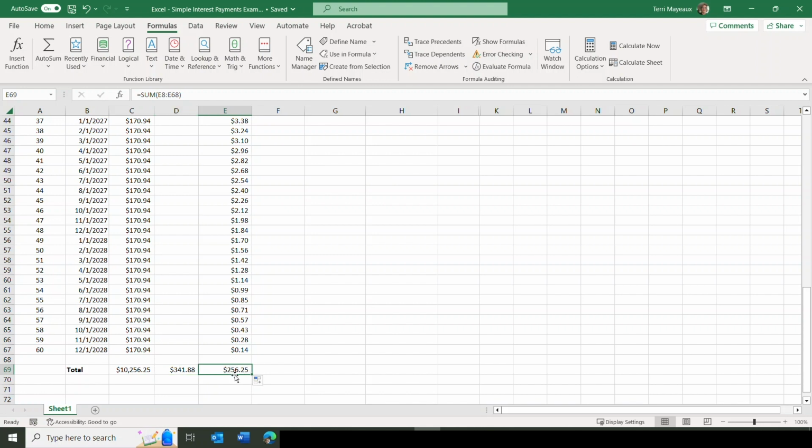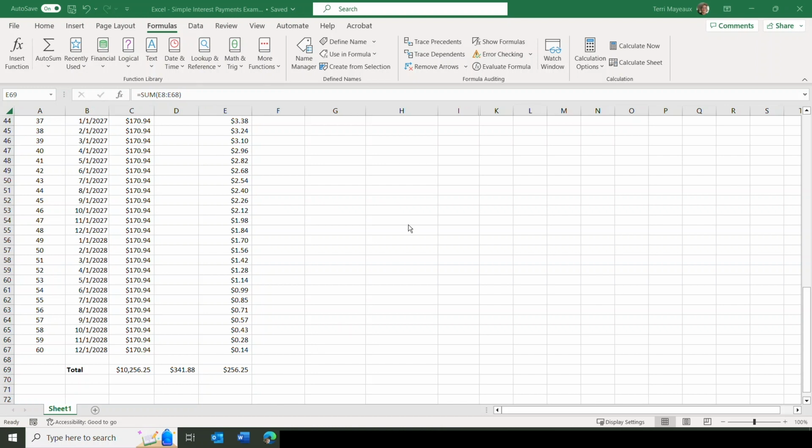And look at that, $256.25. That's exactly the amount that I am paying extra here in C69 as well. I paid $10,000 for the loan and then $256.25 for the interest. And so far, everything is working perfectly.